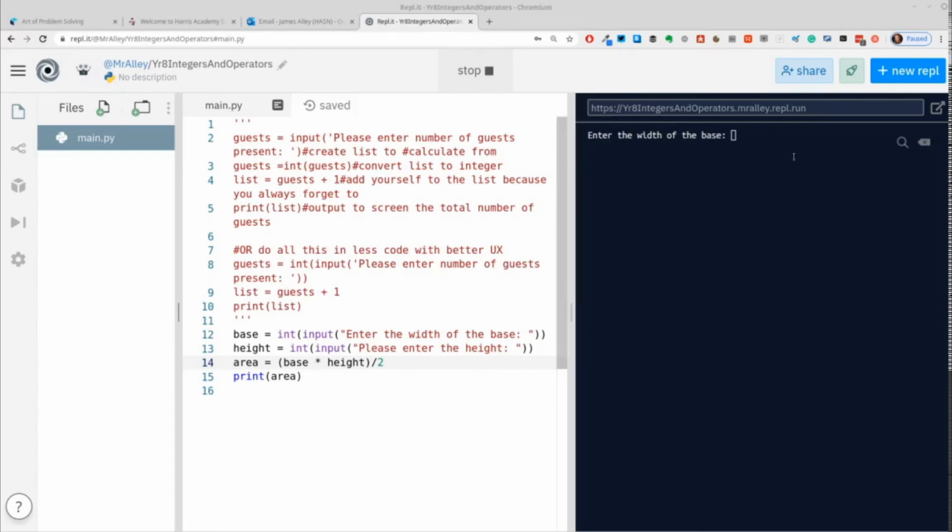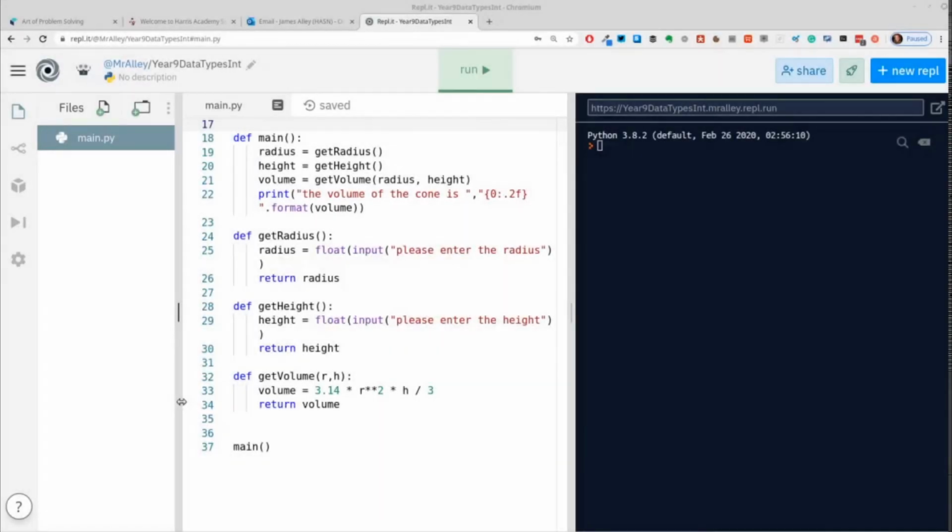So let's try that. We get into the base, that would be, say, 10 inches. We get into the height, say it's 5 inches. And that's 50 inches divided by 2 is 25. Excellent.